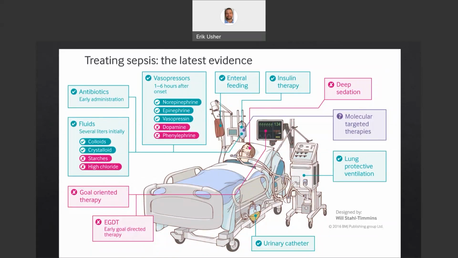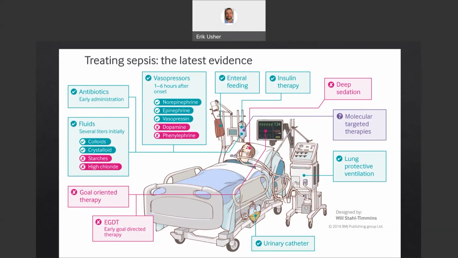And this here is all the latest evidence. We know that fluids, when we give it, we want to give a colloid or crystalloid. We're not giving starches. We're not giving high chlorides. We get early antibiotics on board and vasopressors 1 to 6 hours after onset. And again, these medications like norepinephrine, which is Levophed, and epi drips and vasopressin drips that we would hold off until the very end, we know now that getting them early and aggressive is much more beneficial.